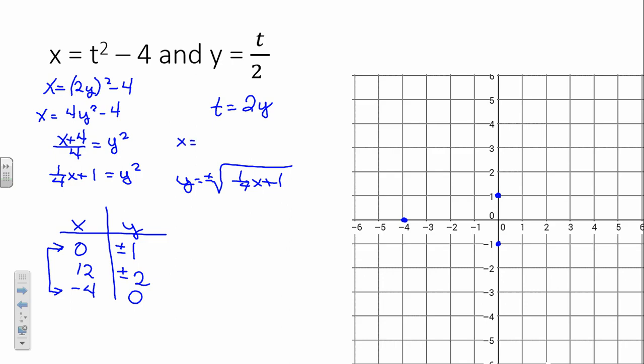X was 4 times y squared minus 1, right? So can you see where we're going to end up by completing the square, where we will get our vertex at negative 4, 0? Okay, so as it's coming this way, it's going to go like so, right? And go like so. All right, so questions on this one?